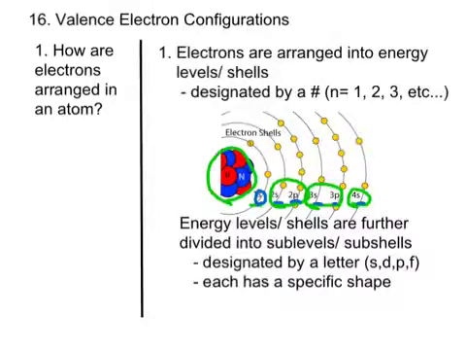Alright, so here we have our notes for those sublevels or subshells. They're designated by a letter, either S, P, D, or F, and remember that the electrons in a subshell are going to move within that subshell in a specific shape. So the S subshell is the sphere shape, the P subshell is the dumbbell shape, the D subshell is like a flower shape, and the F subshell is a really, really complicated shape.